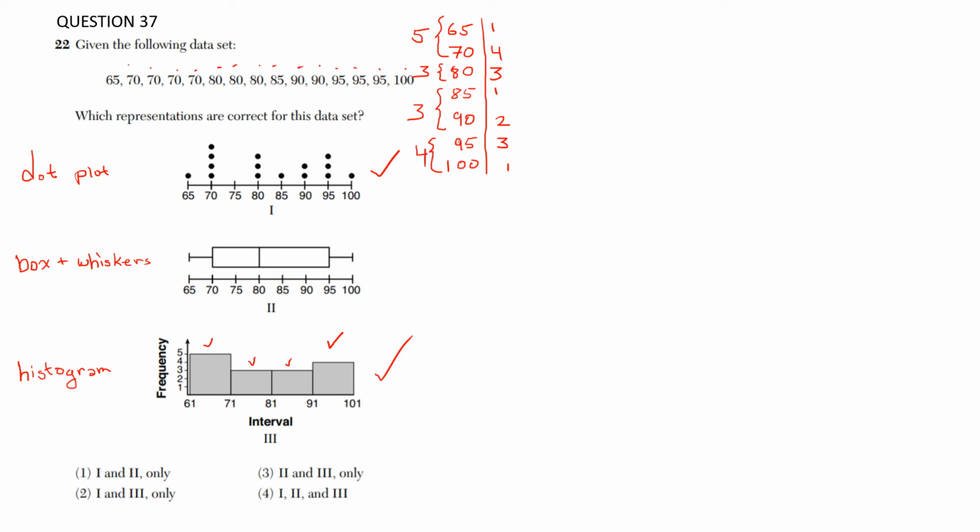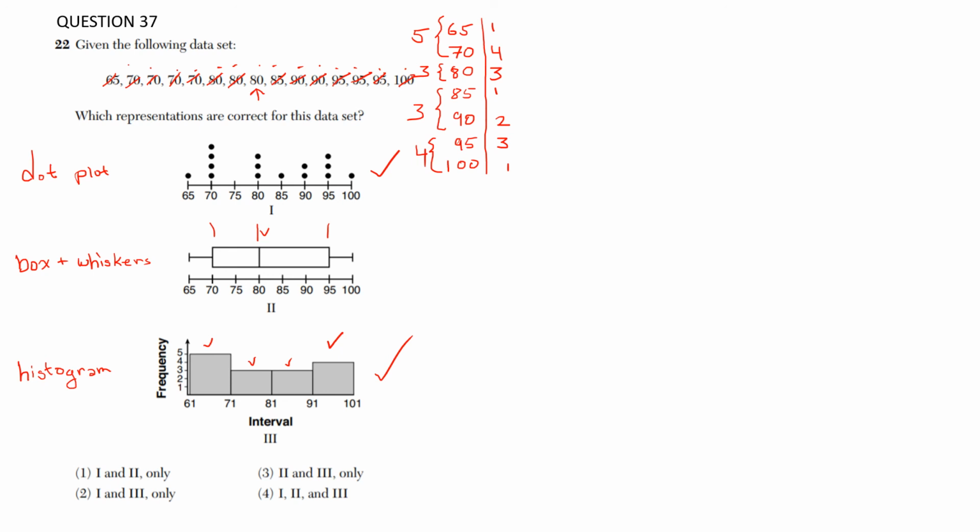So finally, let's verify the box and whiskers. We know that 65 is the lowest value. We know that 100 is the highest value. Now it's time to find the median, third quartile, first quartile. So let's quickly find the median here. Let's just cross out values on either side. So it looks like our median is 80, and that's correct. So let's quickly check our quartiles, right?